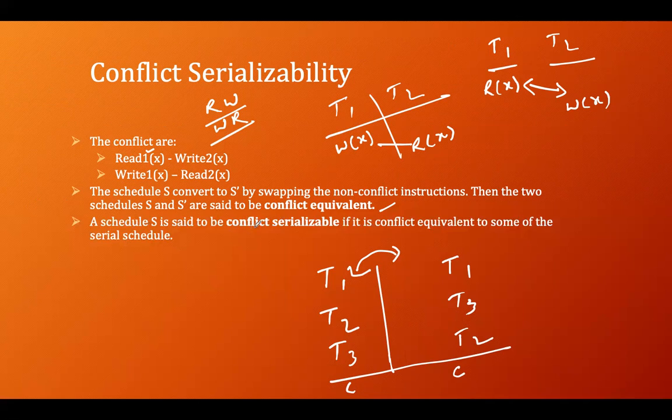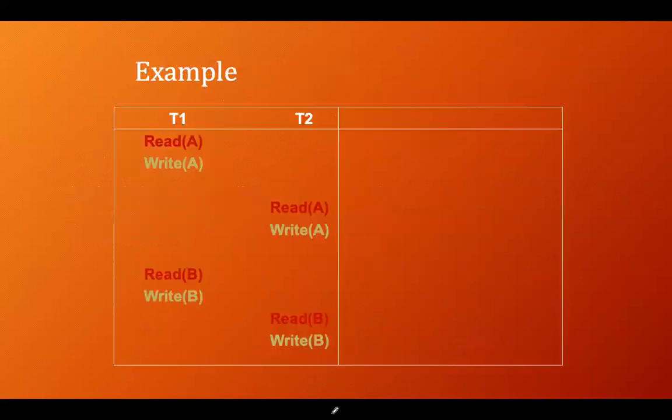A schedule S is said to be conflict serializable if it is conflict equivalent to some serial schedule. It means if this is the non-serial schedule, and we find some serial schedule which is having the same conflicts, then this non-serial schedule is called conflict serializable. Okay, the same thing which I told you here. No need to be confused. Now let's talk about one example.